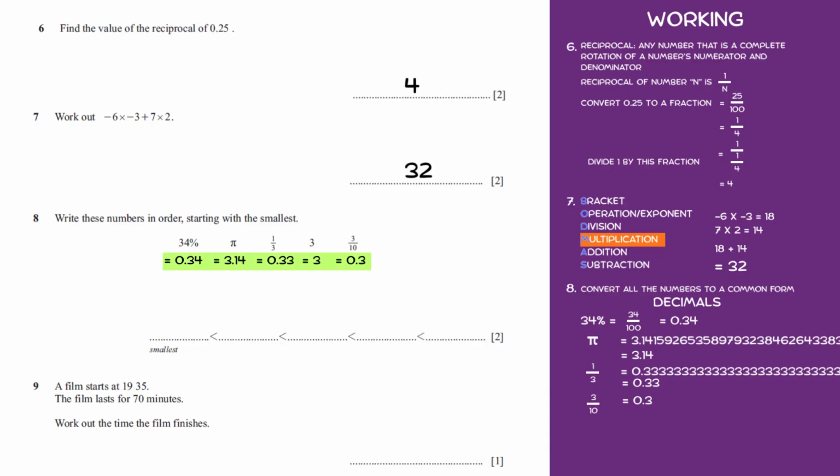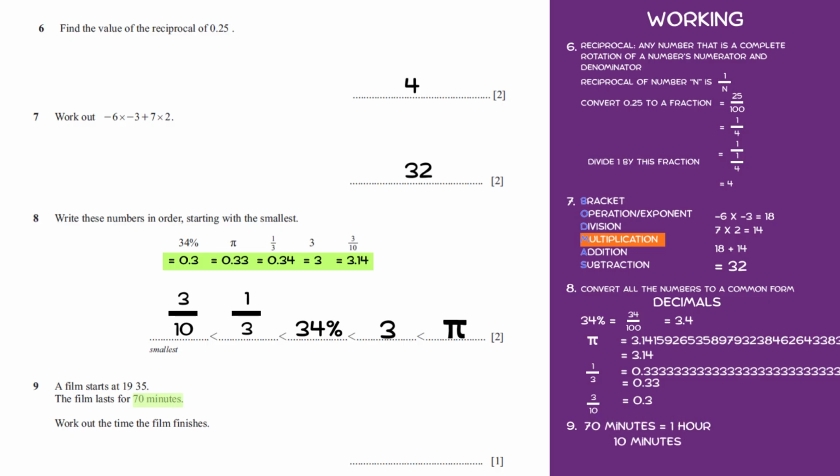Therefore, looking at all of these numbers, we can rearrange them into this order, remembering to change them back to their original form. Question 9 is a question of time and requires some basic intuition. The film lasts for 70 minutes, which when converted into hours and minutes, we get 1 hour and 10 minutes. This now becomes easy as we are working with a 24-hour clock. We simply add 1 hour and 10 minutes to the film's start time, which will give us 20 hours and 45 minutes, which is the finishing time.